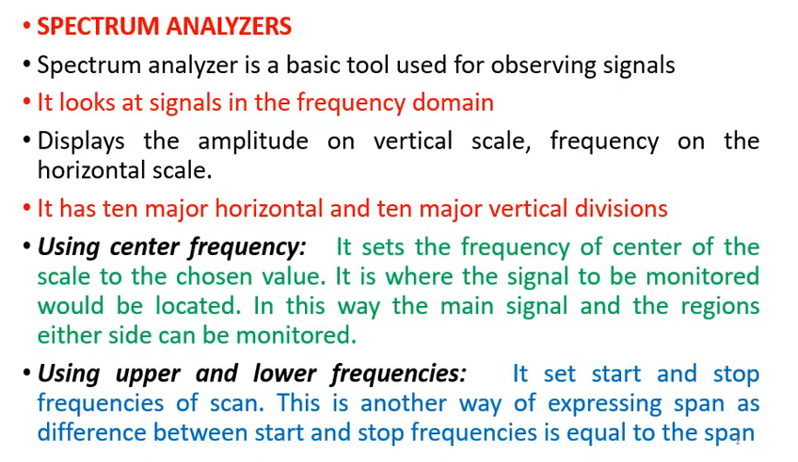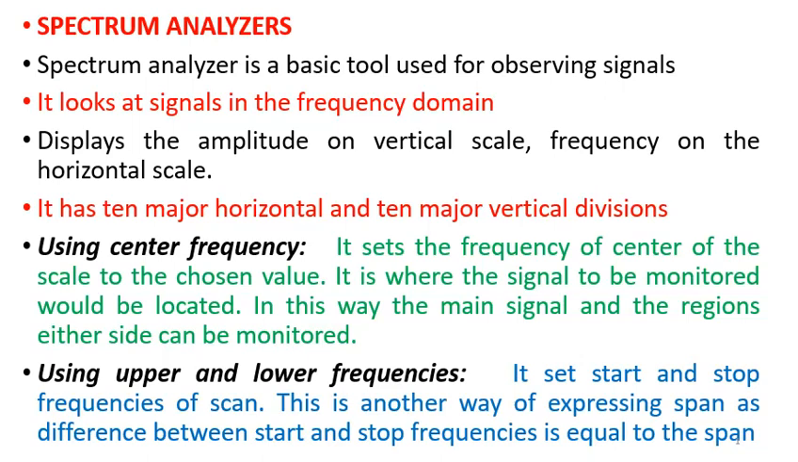And the normal spectrum analyzers have scales in which we have 10 major vertical divisions and 10 major horizontal divisions. That is, on the amplitude axis we have 10 divisions, though there may be smaller divisions within the main divisions, but we have 10 on the vertical and 10 on the horizontal.